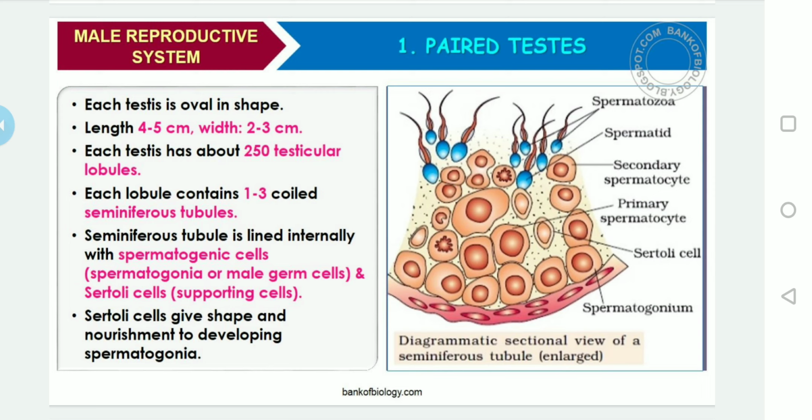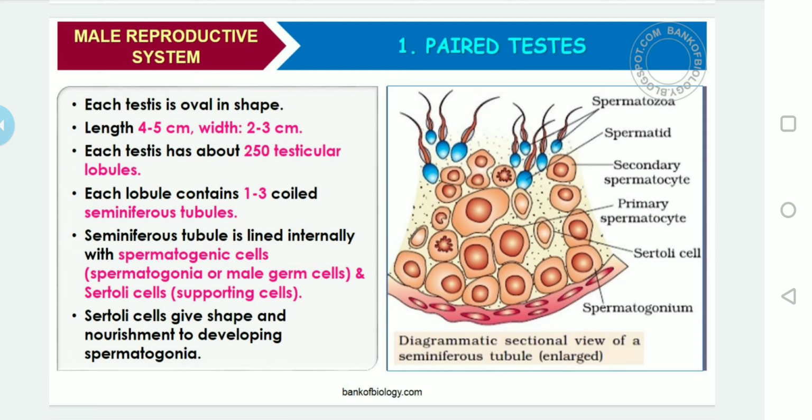And what about the Sertoli cells? They are also known as supporting cells. They provide nourishment, that means nutrition, to the germ cells during spermatogenesis. Also remember the Sertoli cells give shape, especially during development. Because of this only they provide nourishment to the developing spermatogonia.